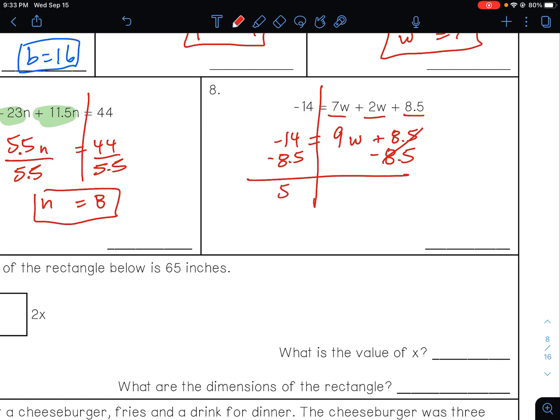Wait a minute. Why am I subtracting? I should be adding them together. Why am I adding them together? Because negative 14 and negative 8.5, two negatives, when I'm combining them, make a bigger negative. So 14 plus 8.5, that's negative 22.5.